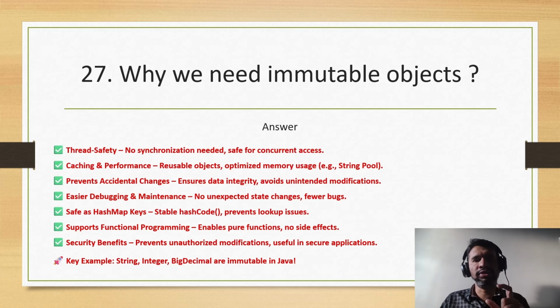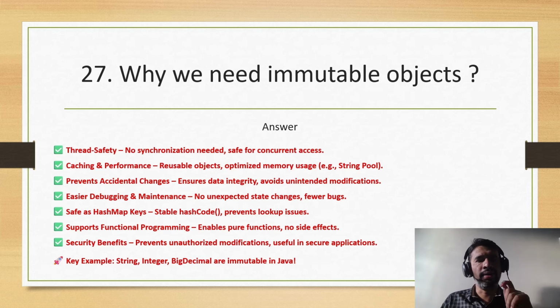Since it is not changing, it is stored and kind of cached also. Let's take an example of string. It's stored in the string pool. It is kind of cached so that performance and retrieval are also optimized. It also ensures data integrity. Let's say if some password is created, nobody can tamper with it or change it.